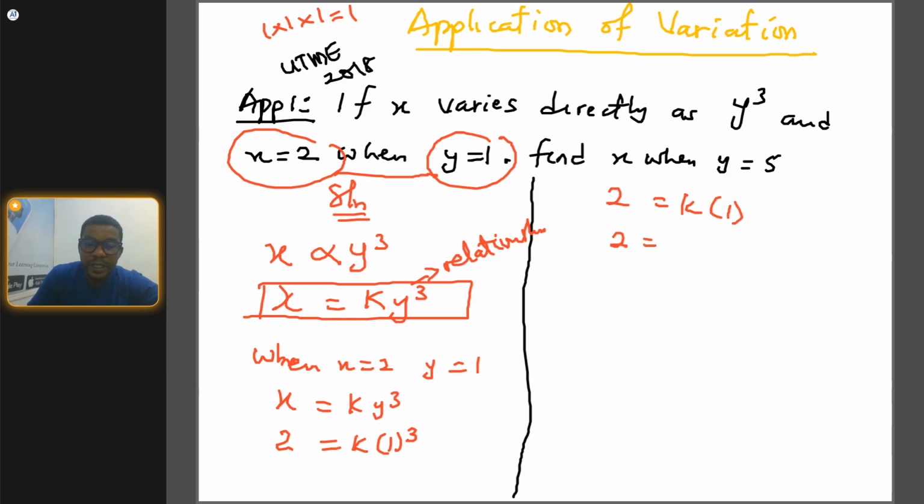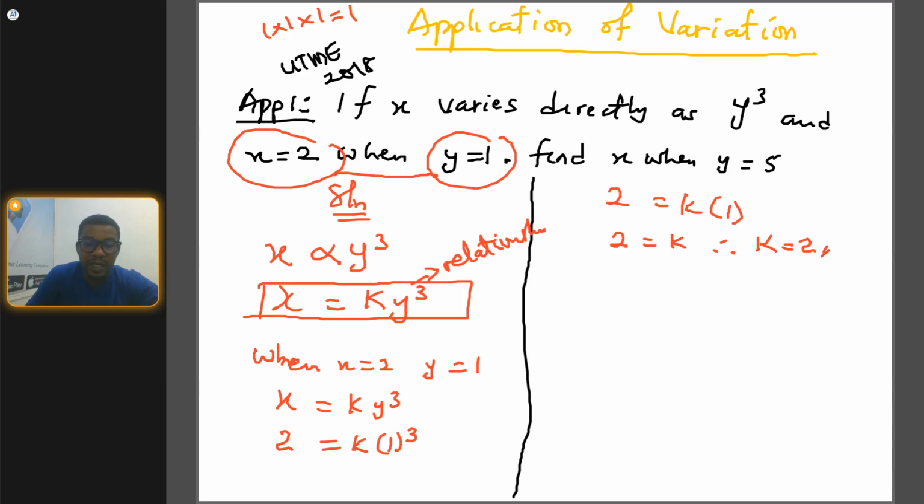2 equals k times 1, which is k. Therefore, k equals 2. If you understand that, please signify. We have not yet solved the question. We just got the value of k. Okay? Thank you for your response, Enoch.